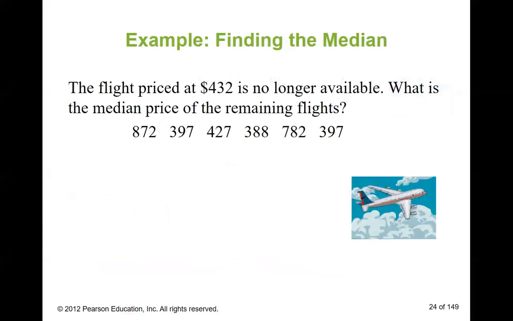So now let's say you go back, you're going to order your tickets, and you discover that the $432 flight's no longer there. So you want to get the median price of the remaining flights. Instead of 7 in the list, now there's how many? 6. So if I throw out the 432 and I recalculate my median, let's see what you guys get. So this time, instead of one single value in the middle, I should have two data values in the middle. What are they? 397. The 397 and the 427.